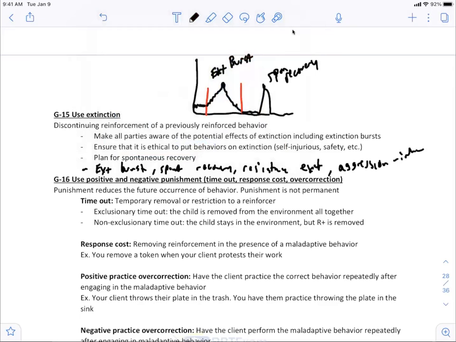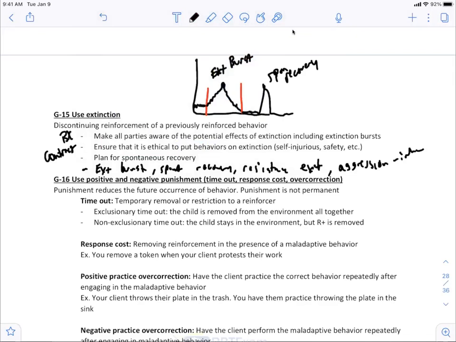Okay. Ensure all ethical considerations are taken when putting behaviors on extinction. Self-injurious behavior, safety. Is it safe to put things on extinction? Make all parties aware of the potential effects of extinction, including extinction burst, as well as behavior contrast. If we are putting a behavior on extinction in one setting and we're not changing the behavior plans in other settings, okay, we might see that behavior increase. Be aware, right? Be aware, behavior contrast. Extinction, very straightforward, one of our most basic concepts, one of the first concepts you learn, all right?